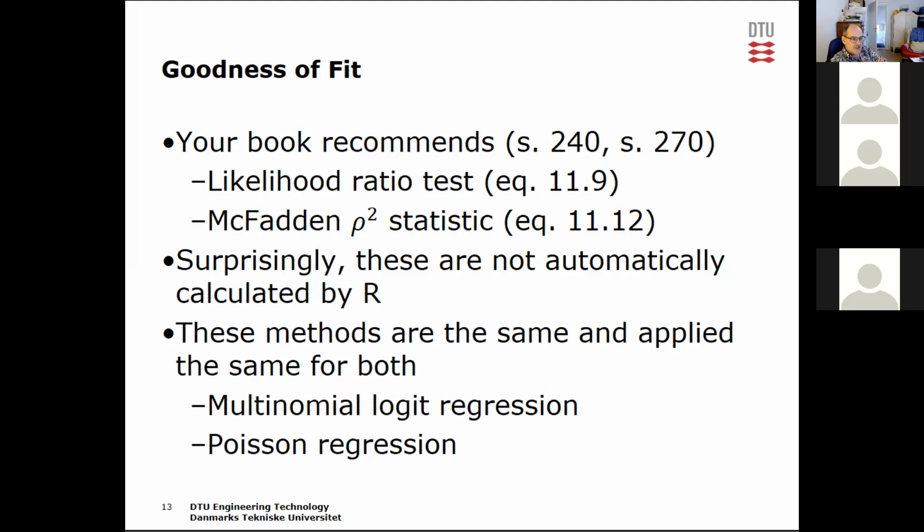I'm trying to think of a Danish word for workhorse, but anyway, the likelihood ratio test and the McFadden statistic. These are the two big ones. These are the two key tools right here. But we have to do a little typing and generate these manually, because there's no magic command that just makes them come out. You have to do it by hand. It's not that hard, but it's a little annoying that they're not just generated automatically.